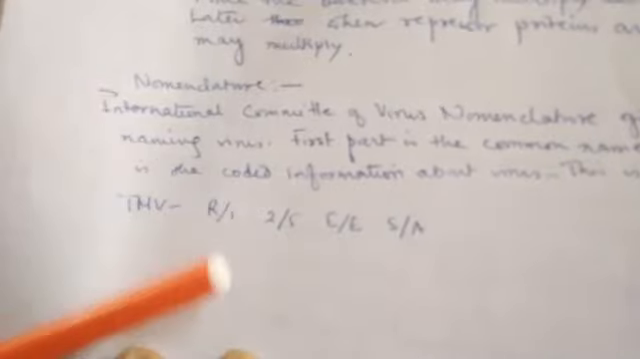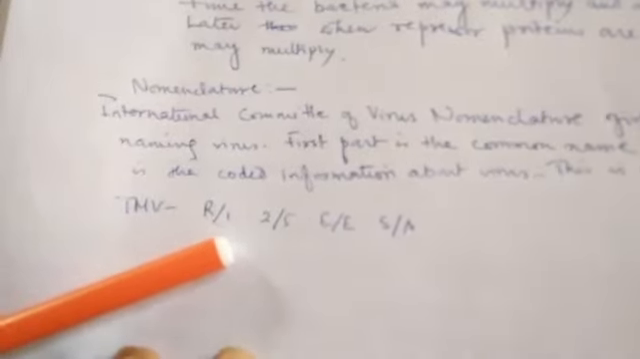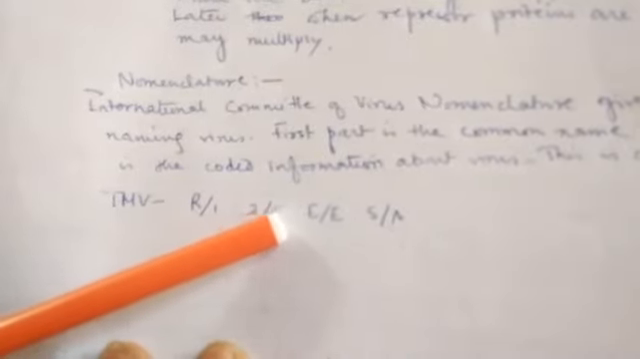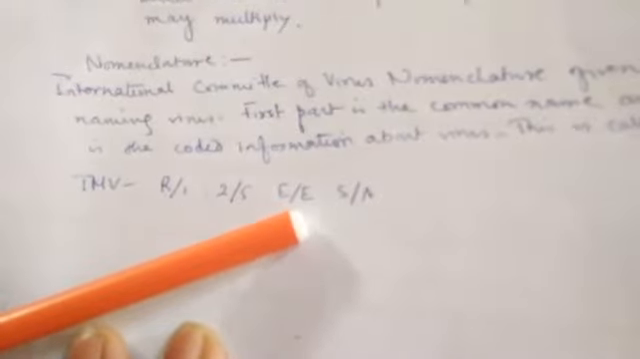Now here we can explain the system with an example like TMV, tobacco mosaic virus. It is very common and we all know the name. Now if we go for the scientific nomenclature of tobacco mosaic virus, then what will be the scientific nomenclature? R/1, then 2/5, then E/E, and finally S/A.